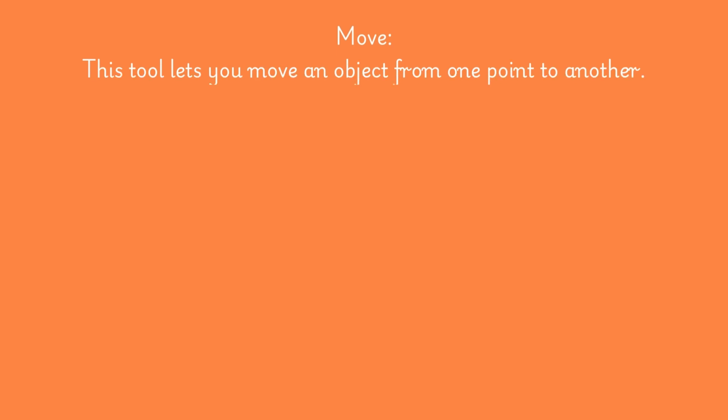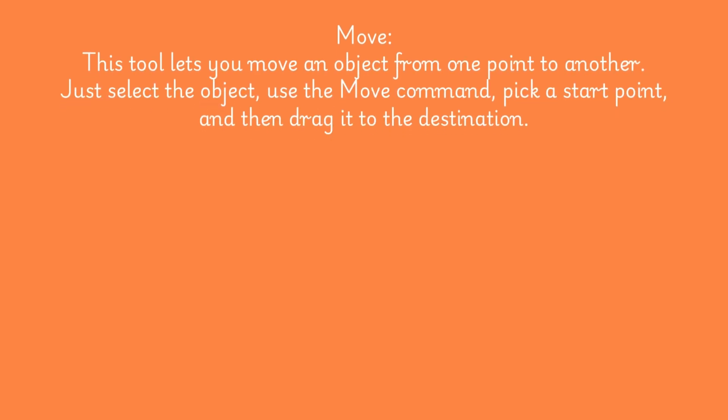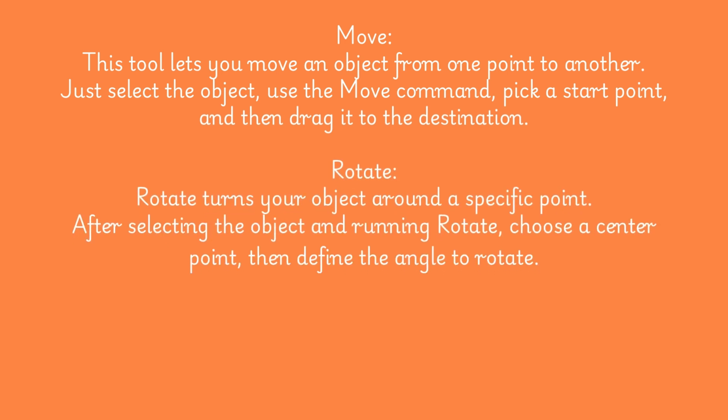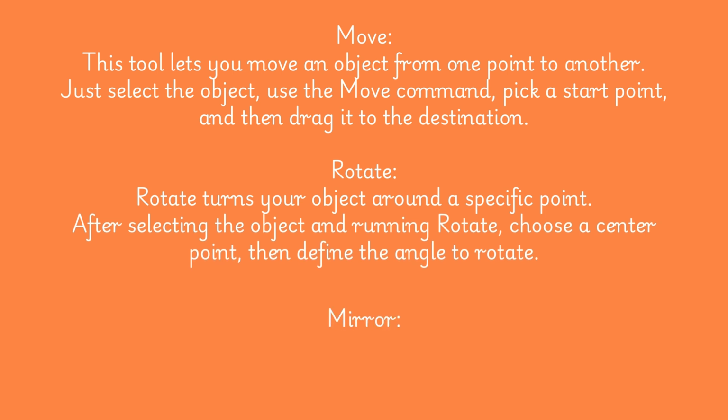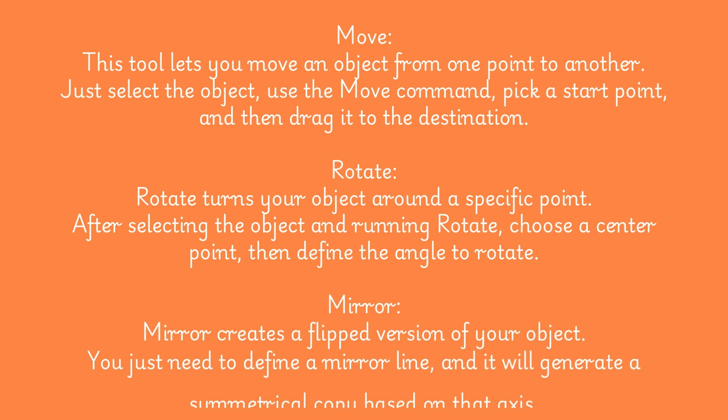Move. This tool lets you move an object from one point to another. Just select the object, use the move command, pick a start point, and then drag it to the destination. Rotate. Rotate turns your object around a specific point. After selecting the object and running rotate, choose a center point, then define the angle to rotate.